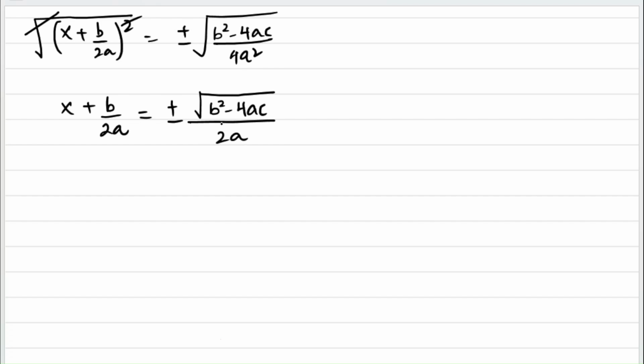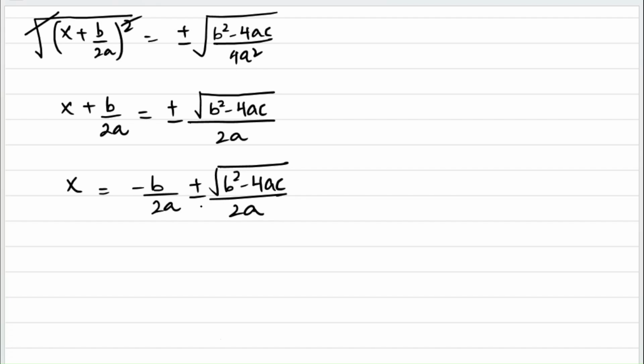Square root of 4 is 2 and square root of a square would be a. Now I want to solve for this x. So let's isolate the x by shifting this b over 2a to that side. This b over 2a has the sign of plus, so it will go on that side. It will be minus b over 2a plus minus square root of b square minus 4ac over 2a.